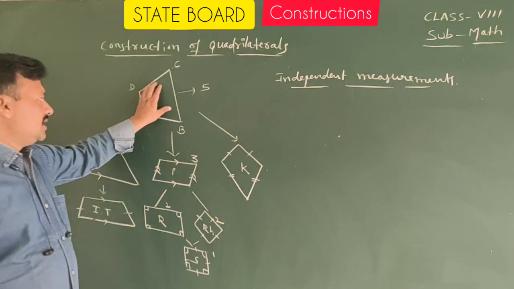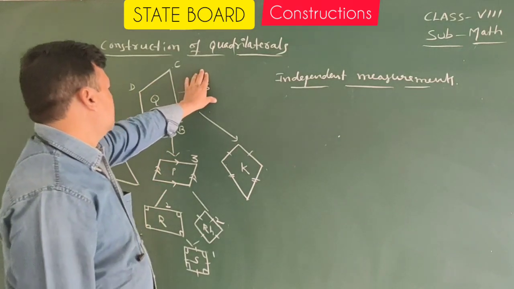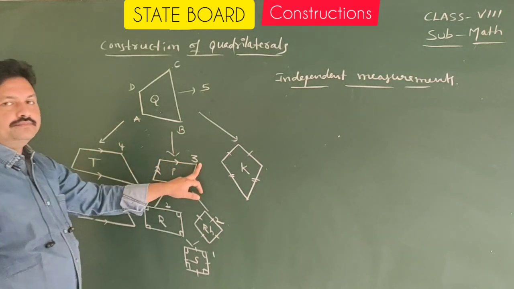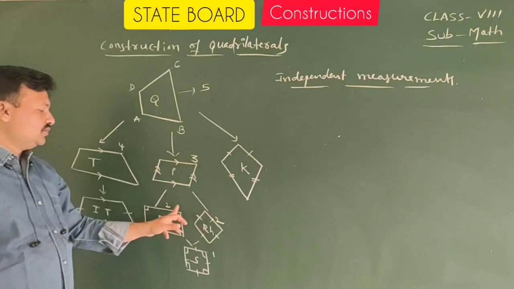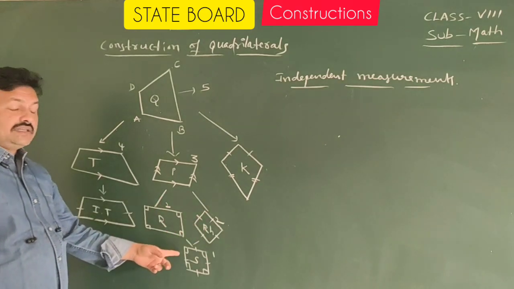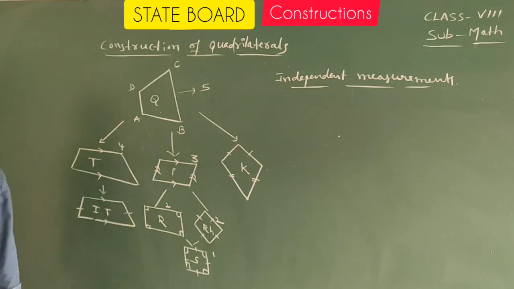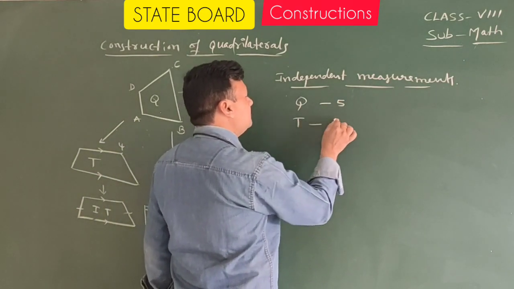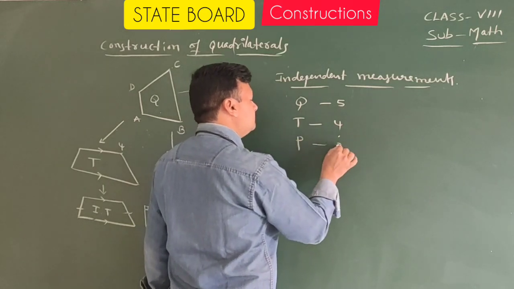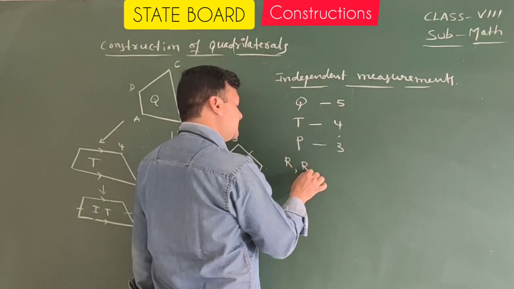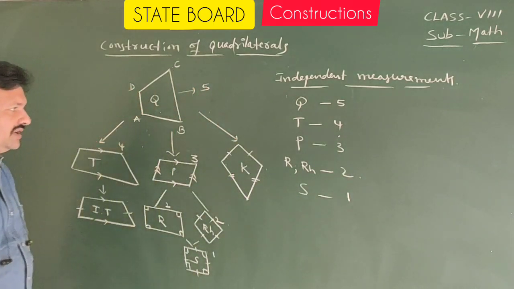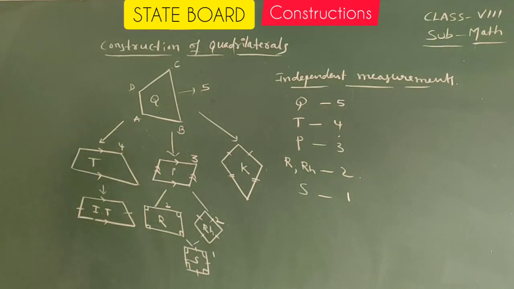For the construction of quadrilateral, 5 independent measures are required. For the construction of trapezium, 4 enough. For the construction of parallelogram, 3. For the construction of rectangle and rhombus, 2 enough. For the construction of square, 1 measurement enough. These are the independent measures. For the quadrilateral, 5. For the trapezium, 4. For the parallelogram, 3. For the rectangle and rhombus, 2. For the square, 1. These are the independent measurements required to construct a quadrilateral.